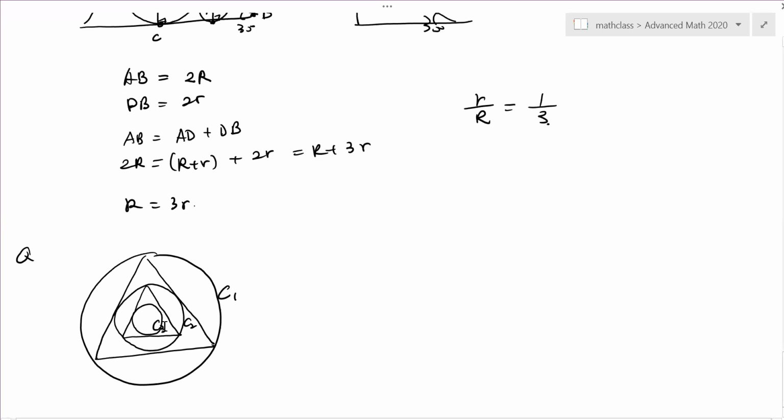So what I want to do is find the ratio of the area of C2 over the area of C1. And similarly, this should be the same as C3 over C2, I think. Because it's a repeating process.